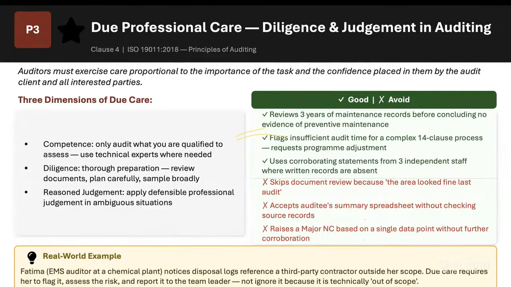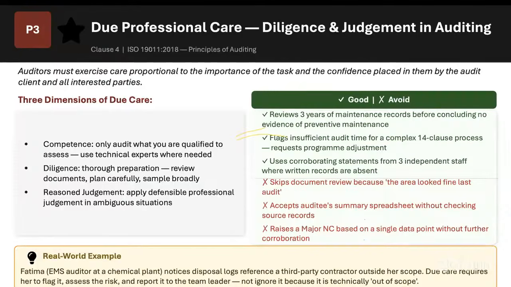Hence, auditors must exercise care that is proportional to the importance of the task assigned to them. Imagine an organization placing confidence in an auditor, saying go and help us conduct this audit and give us a report. And at the end of the day, the audit report is doctored, it is not a fair representation, and the auditor is not honest. Then you have not exercised care proportional to the confidence placed in you as an auditor.